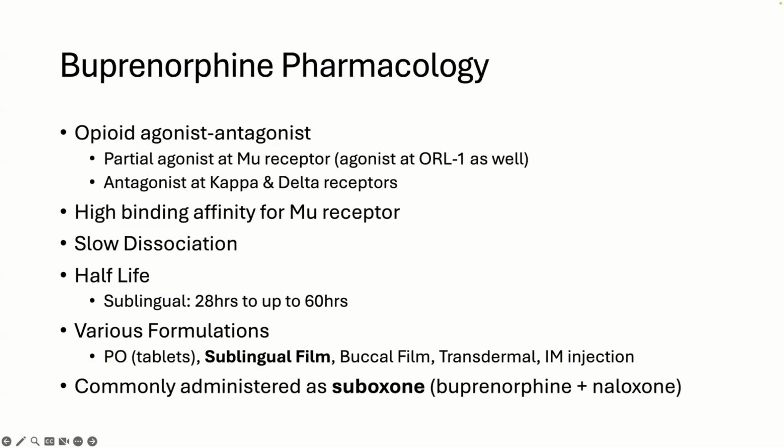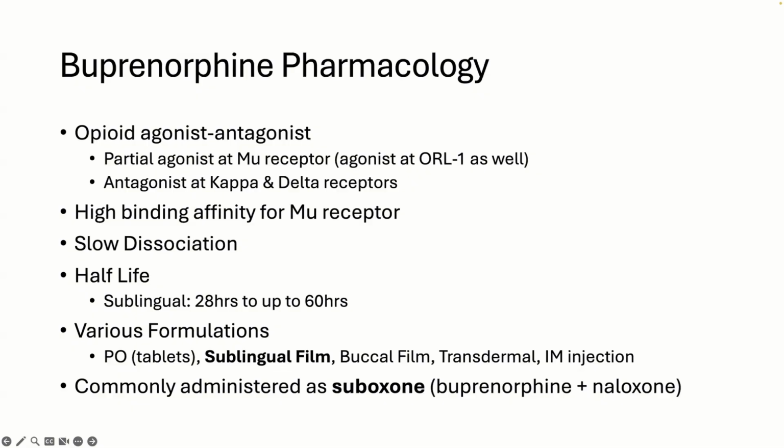Next, we'll talk about buprenorphine. Buprenorphine was actually initially created as an analgesic. Pharmacologically, it's an opioid agonist and antagonist. It's a partial agonist at the mu opioid receptor. It also has agonist activity at the opioid receptor ligand 1, which helps with the analgesic component as well. But at the same time, it acts as an antagonist at the kappa and delta receptors, which contributes to its ceiling effect on respiratory depression and its efficacy in treating opioid use disorder.